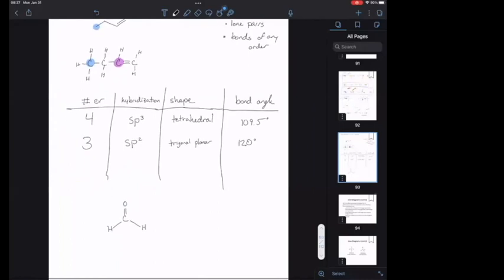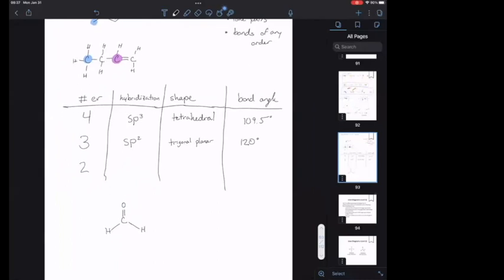All right, so then lastly, if the number of electron regions is 2, an example of that would be a carbon-carbon triple bond. Right, and this just has 2 electron regions because I count this bond, and then this triple bond is just another additional electron region. So there's 2. This is sp hybridized, which is linear or has a bond angle of 180.